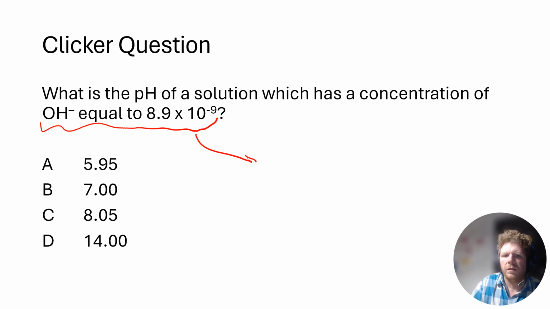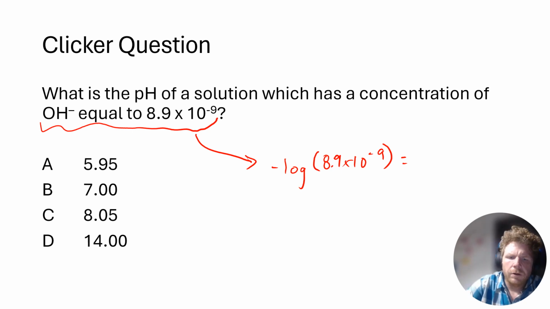What is that step? That step is negative log of 8.9 times 10 to the minus ninth. Okay, so I'll plug that into my calculator. 8.9, exponent negative 9, equals, that converts it from scientific notation. I'm going to plug in the log function and I'm going to get 8.05. That is my pOH.